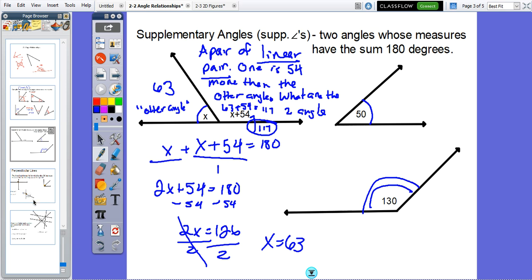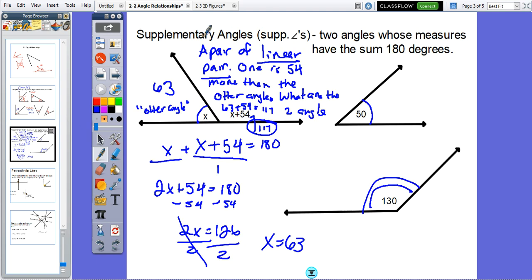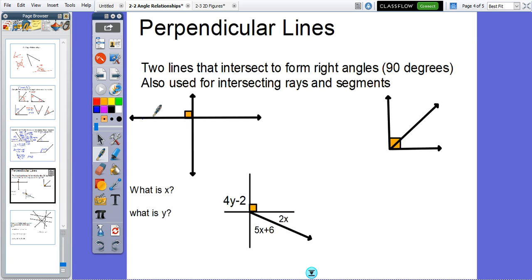And we'll go over that at the end of the video right here. All right, the last of these. So we talked about complementary angles, two angles that equal 90. We talked about supplementary angles, two angles that equal 180 together. And our last one is perpendicular lines.